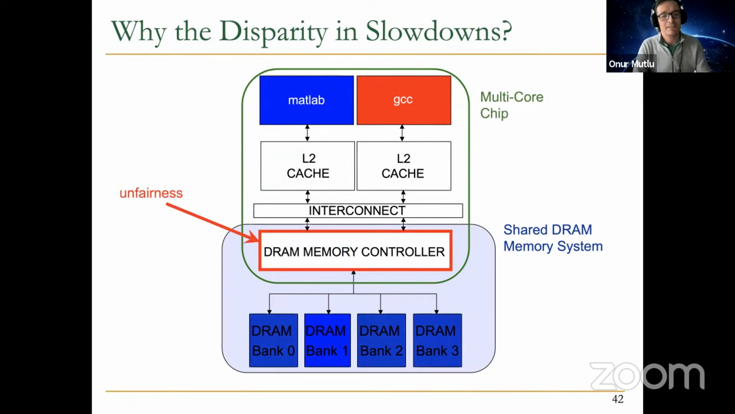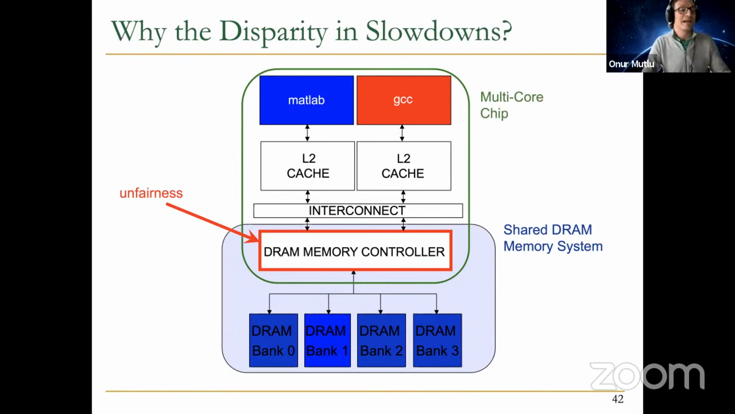And we basically pinpointed the problem to unfairness in the memory controller. The memory controller was somehow unfairly deprioritizing GCC. As a result, even though GCC was scheduled nicely by the operating system, and it was using its caches, its requests were not being serviced by the memory controller. As a result, it got delayed and delayed and delayed, and it got slowed down by 3x in that picture.